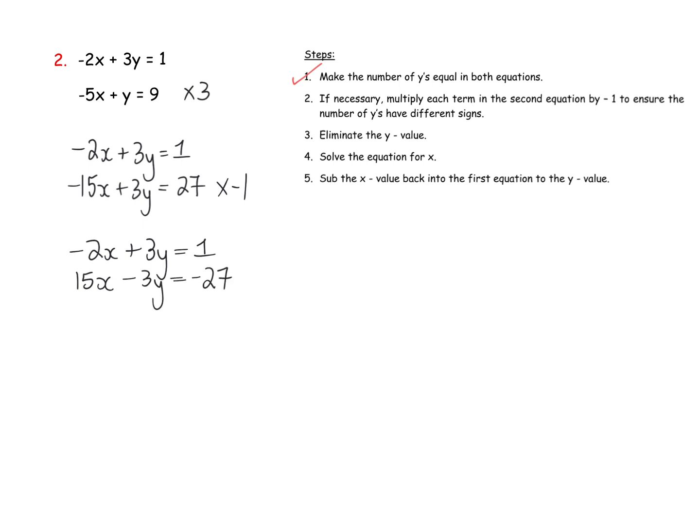Then we can check step 2 again. So we need the signs to be different. And here on the top now we have 3y, and on the bottom we have minus 3y, which is perfect. So that's step 2 done.